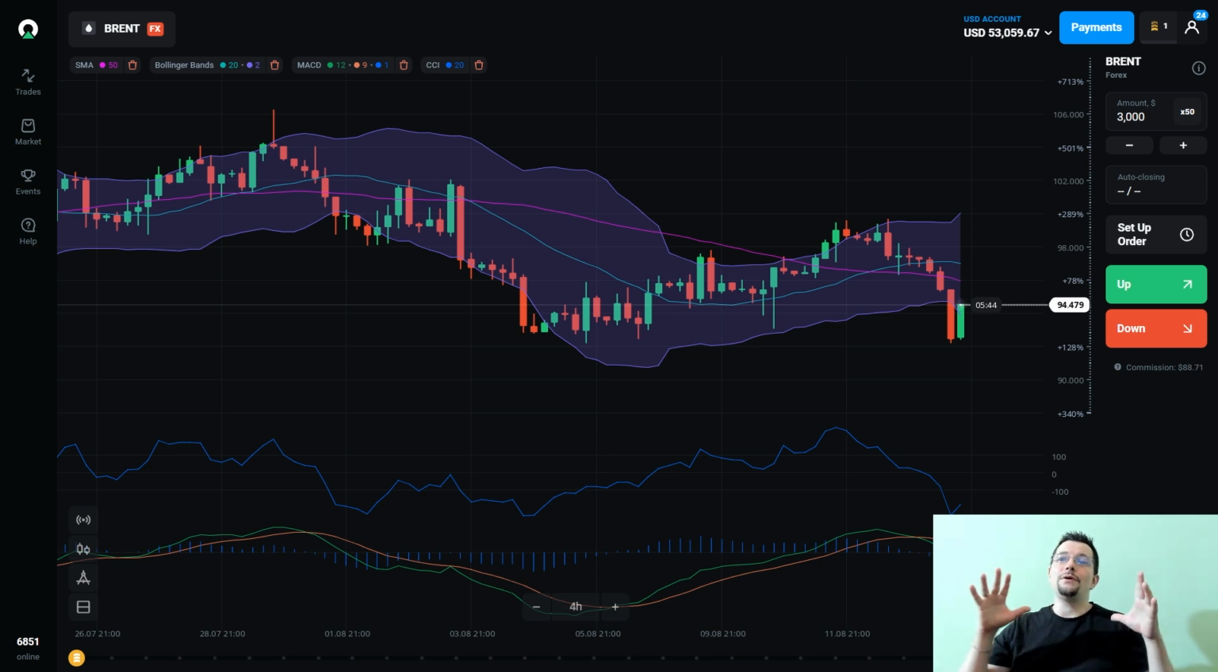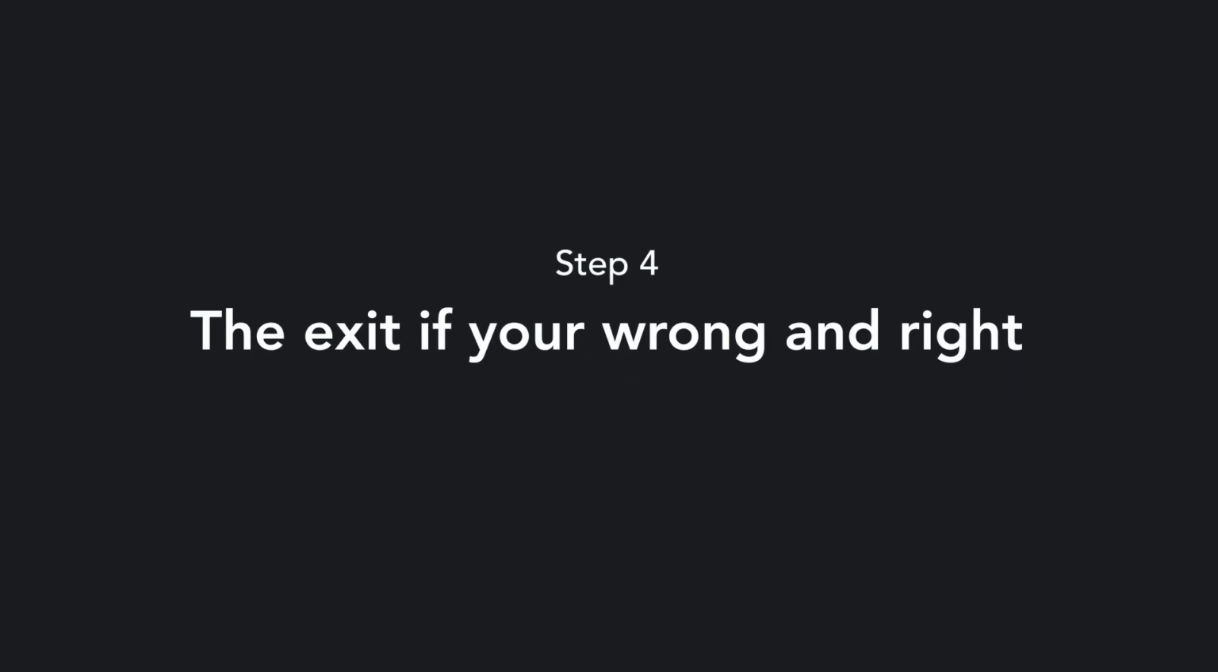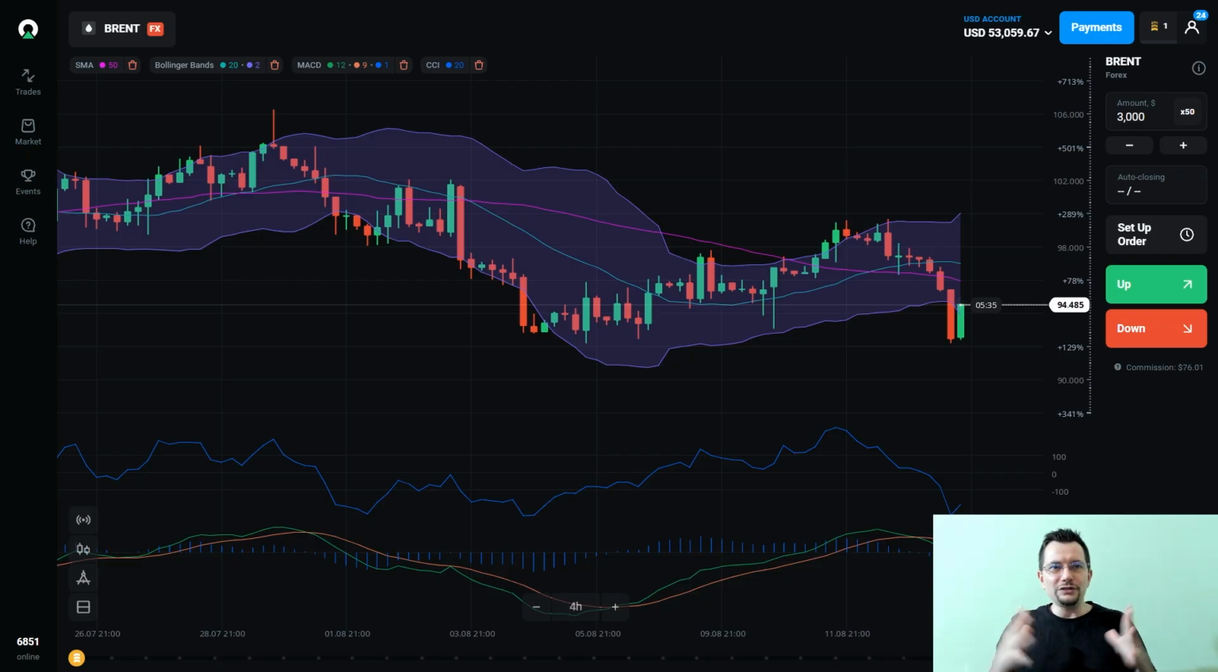Well, you always want to have an exit strategy, right? Whenever you enter a trade, number 4, the exit if you're right and if you're wrong. Always, always, always. You never want price to push against you without you having a clear understanding of when enough is enough. Do you understand?